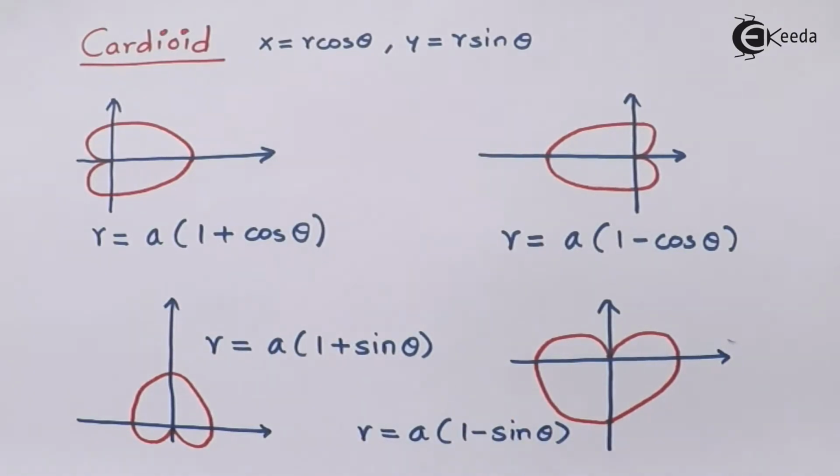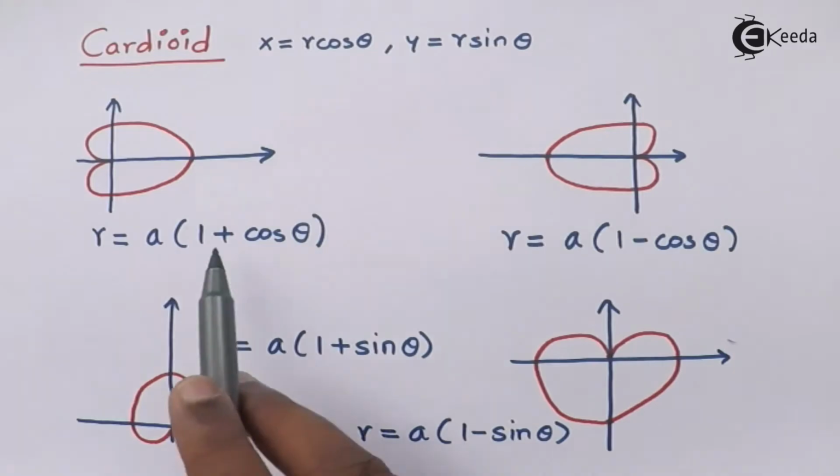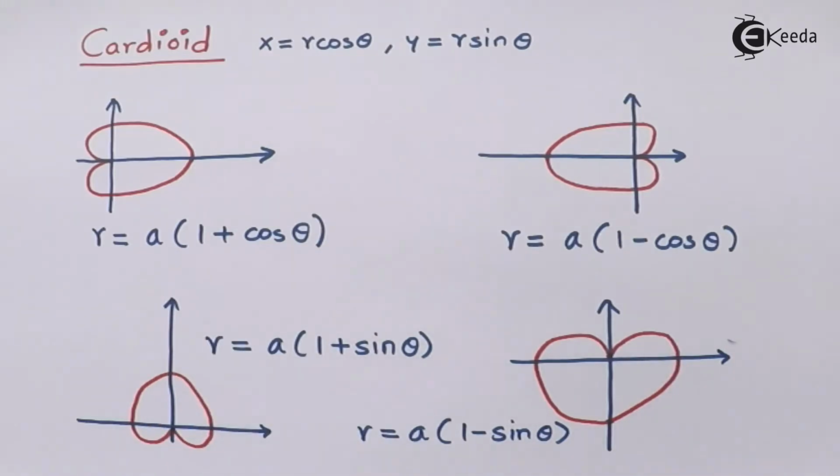So what happens in the exam? They might give you a question like find the length of a cardioid, and they'll give you 1 equation out of these 4. Whenever the equation comes, you just observe the sign, whether it is plus or minus, and second, whether it is sine or cos. If it is sine, that cardioid will be on the y-axis. If it is cos, that cardioid will be on the x-axis.